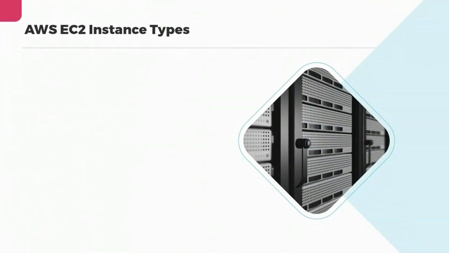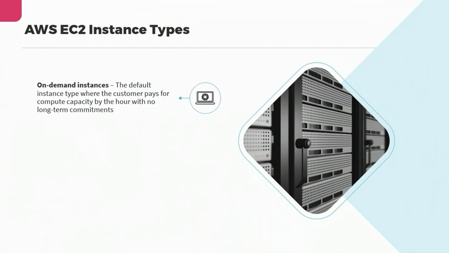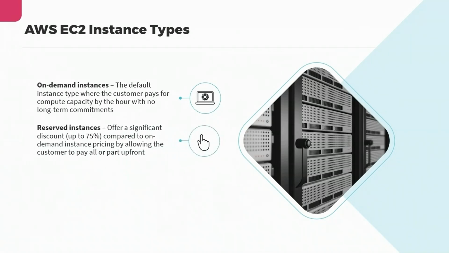On the Cloud Practitioner exam, we want to be aware of several EC2 instance types. First, we have on-demand instances. This is the default instance type, where the customer pays for compute capacity by the hour with no long-term commitments. Next, we have reserved instances. These offer a significant discount, up to 75%, compared to on-demand instance pricing, by allowing the customer to pay all, partial, or even no upfront, as long as they commit to 1-year or 3-year commitments.